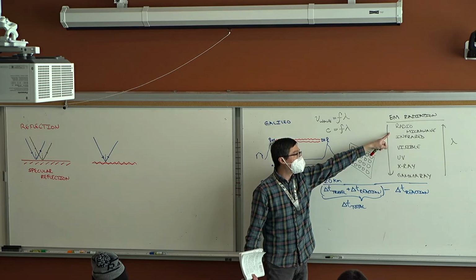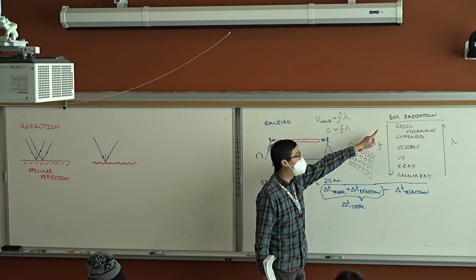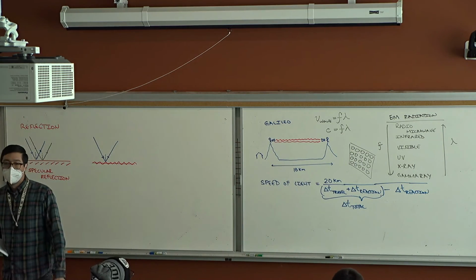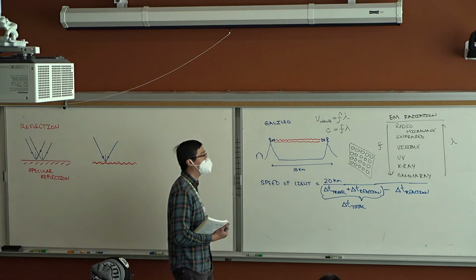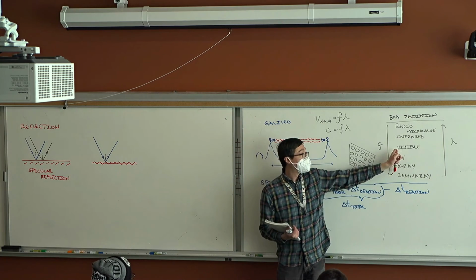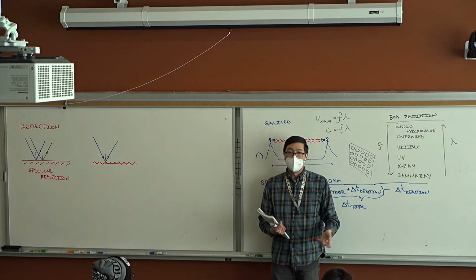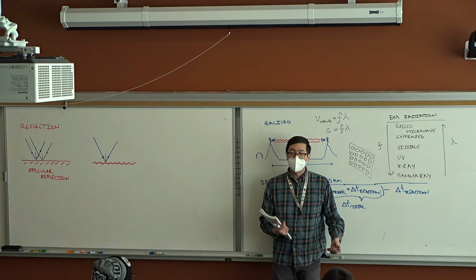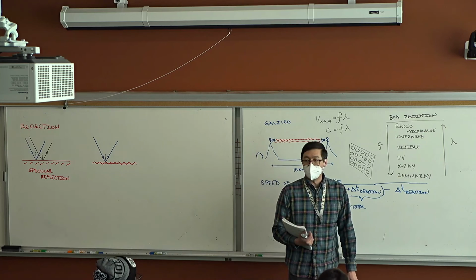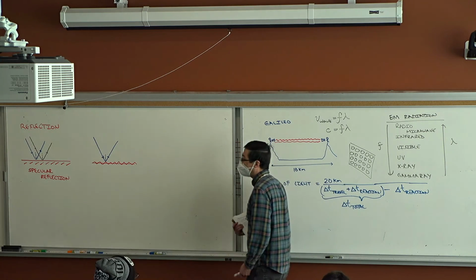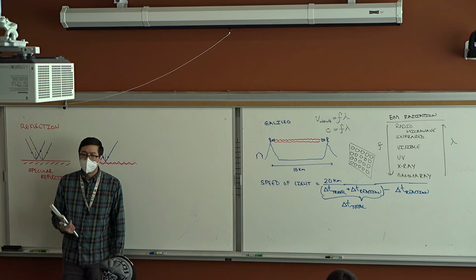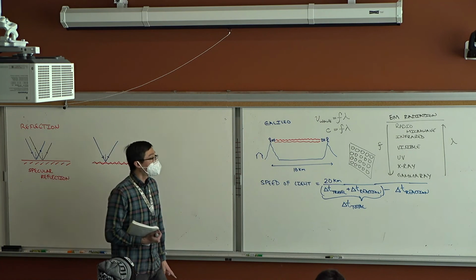So compare the wavelength of microwave EM radiation to the wavelength of visible light. It's going to be a lot longer. The wavelength of microwave radiation is significantly larger than the wavelength of visible. In fact, the wavelength of microwave radiation tends to be on the order of a few centimeters, give or take. The wavelength of visible light is on the order of hundreds of nanometers, right?